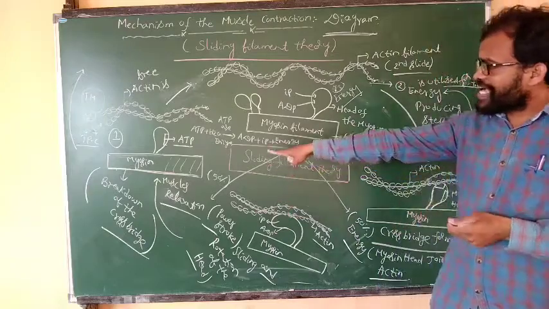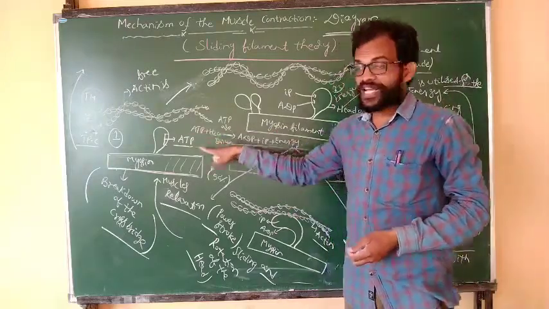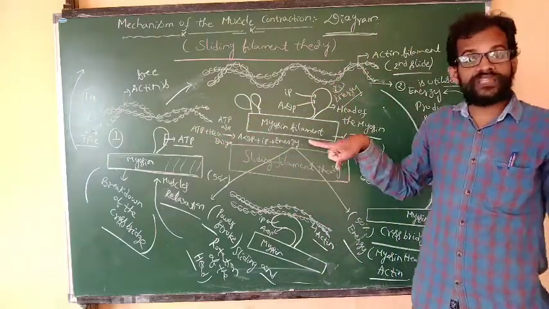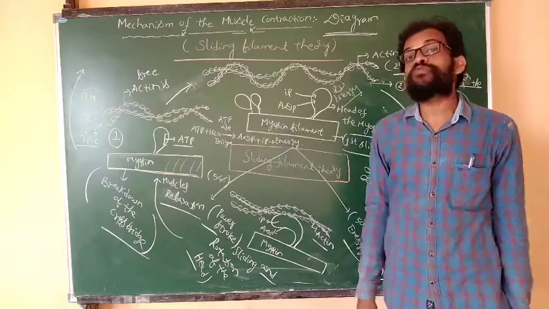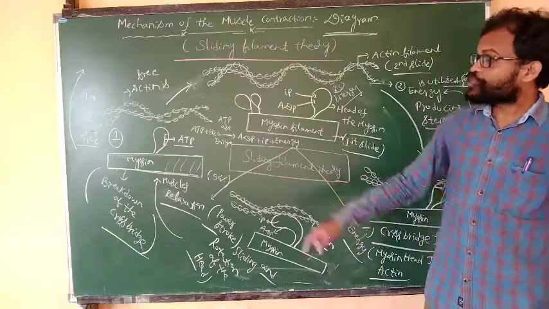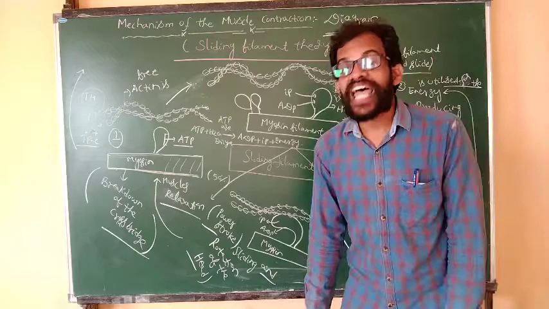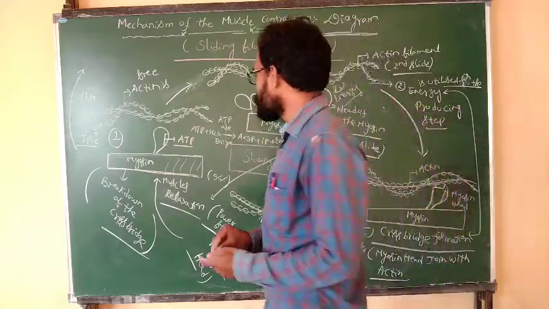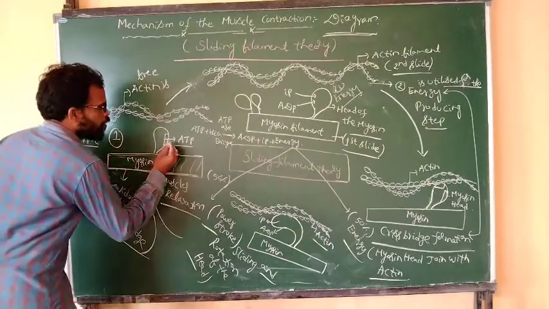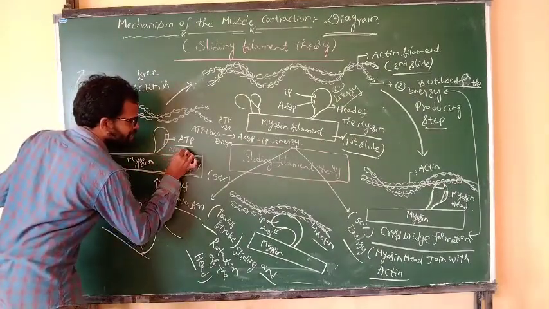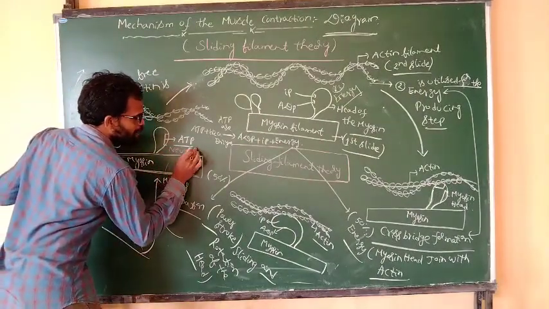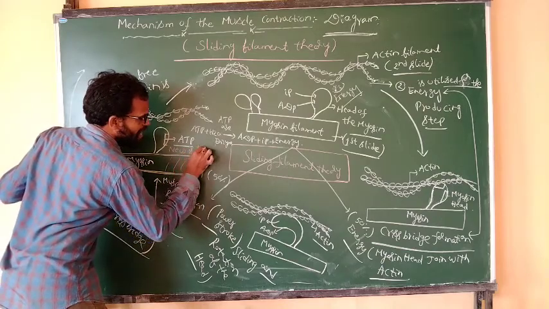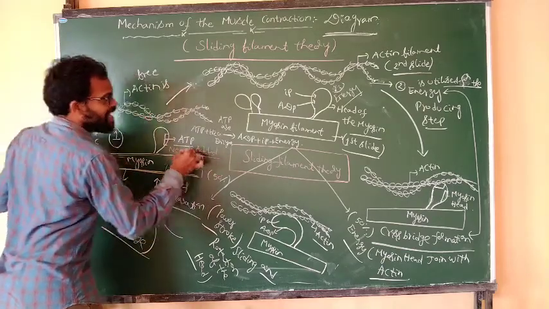How is this ATP generated again? Here the ATP is already utilized. How is the ATP generated during the relaxation time, when the muscles are relaxed? How is new ATP added?